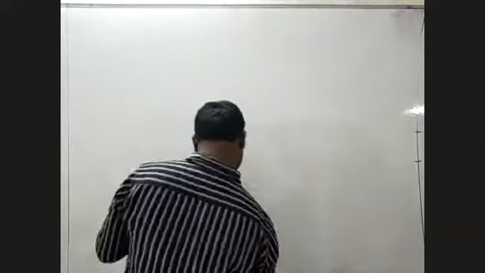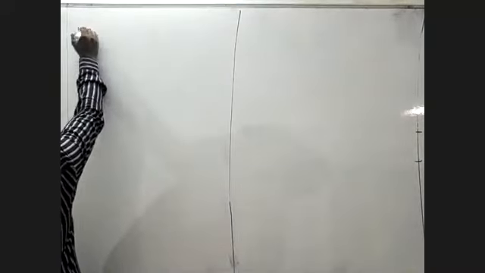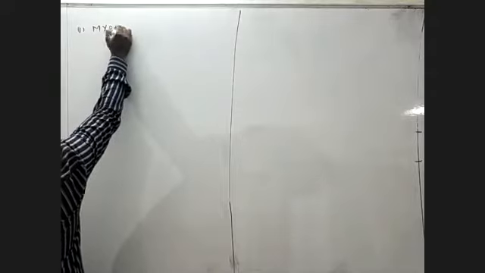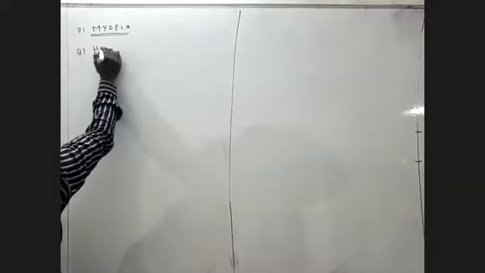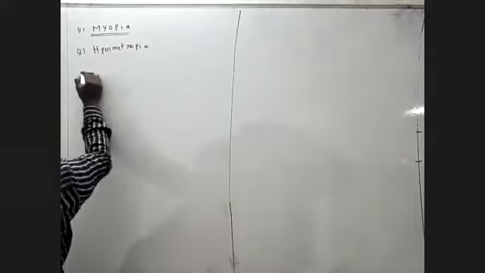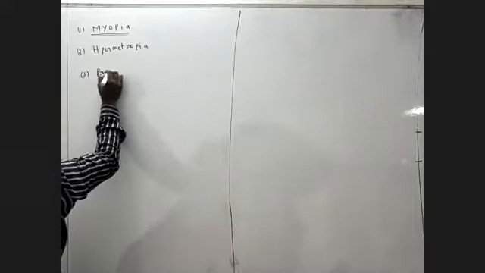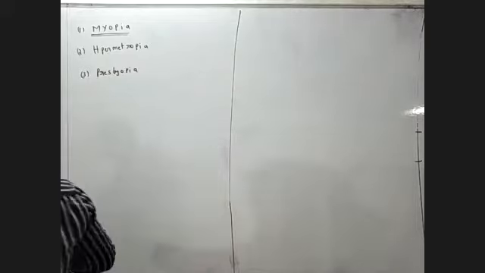Defects of the human eye. Here we have three types of defects. Number one is myopia. The second one is hypermetropia. The third one is presbyopia.